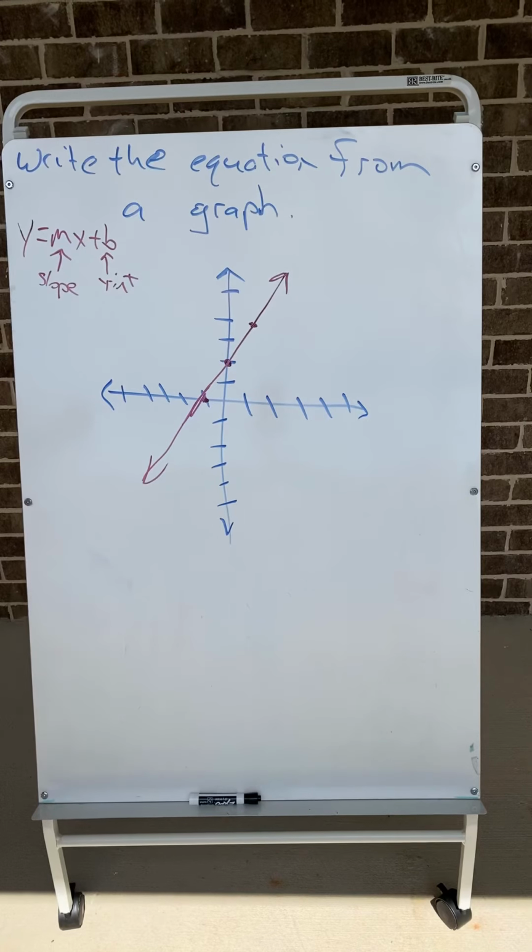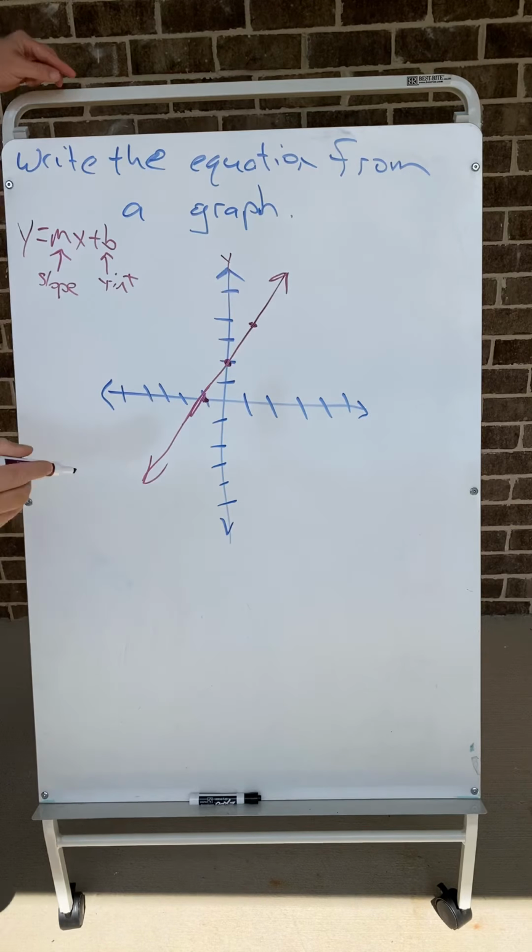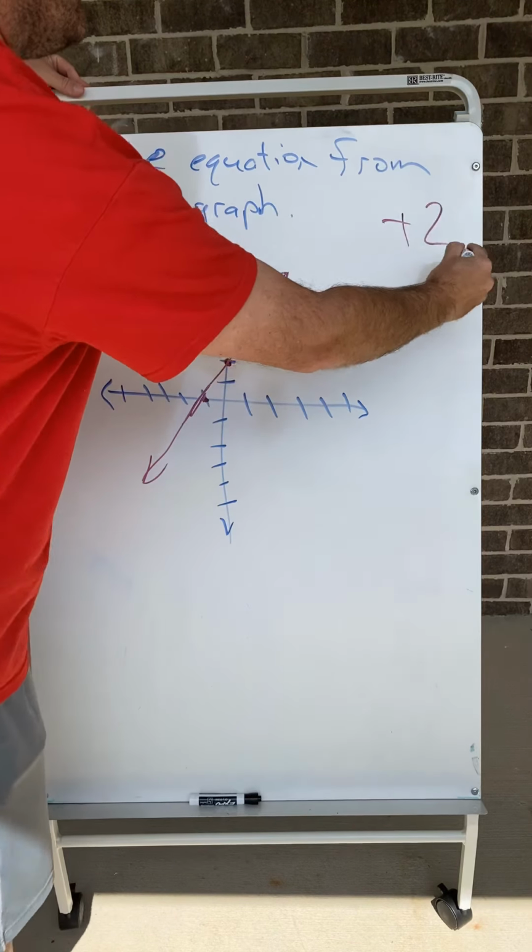Okay, so now that we have that, we're going to look for the y-intercept first. My y-intercept is here. This is where it crosses the y-axis. That's your y-axis. It crosses at 2. So I know I'm going to have a plus 2 at the end.